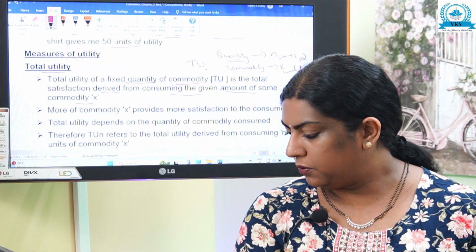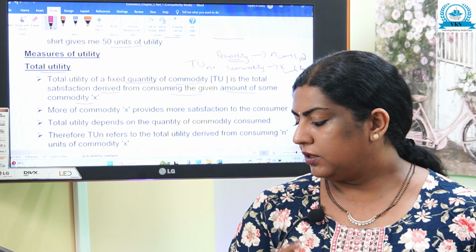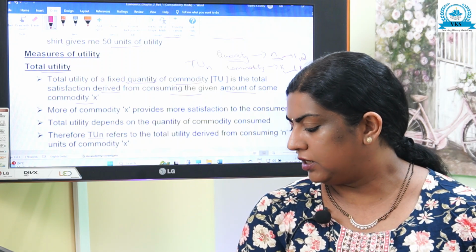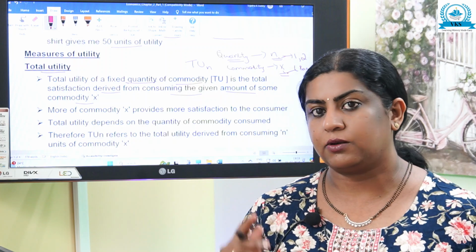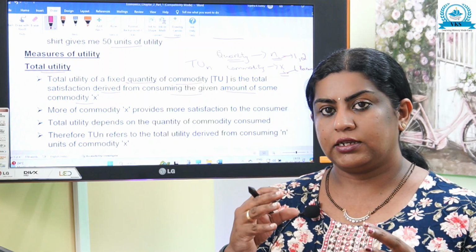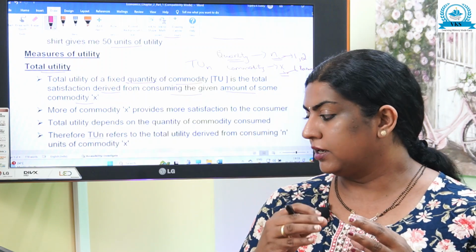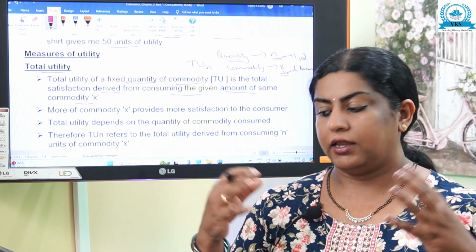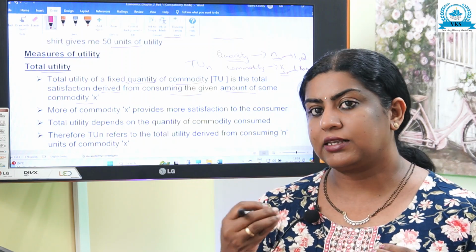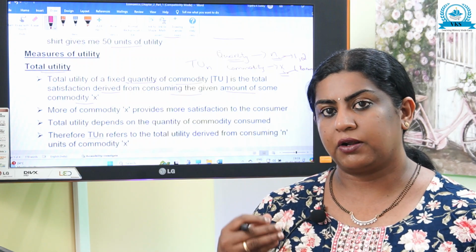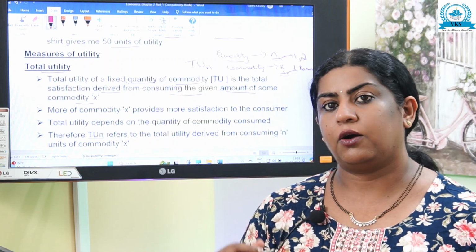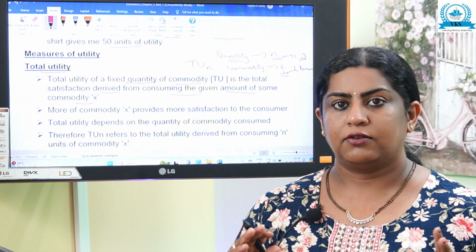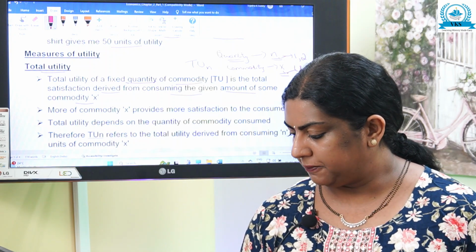Therefore, TUN refers to the total utility derived from consuming N quantity of commodity X. So as I told you, N quantity, that is number of bananas of commodity X. So X is banana, N is the number, and TUN is the total satisfaction which you derive from consuming N quantity of X commodity, that is this many number of bananas. So that is total utility.